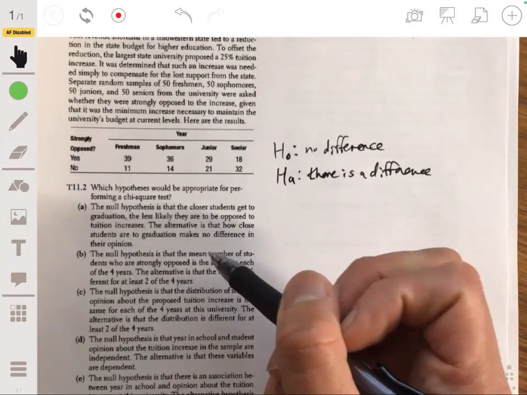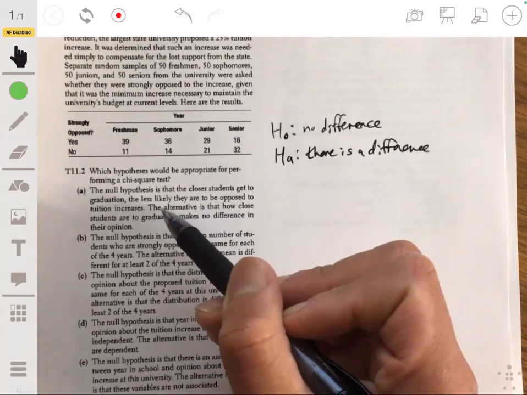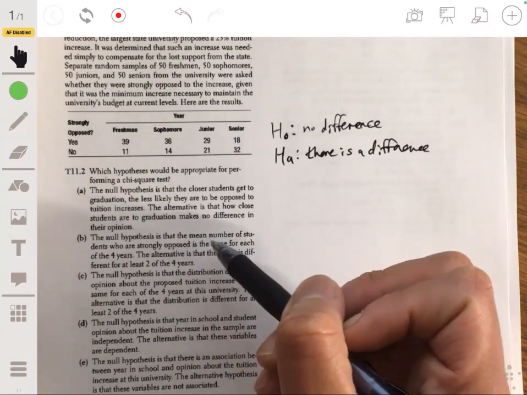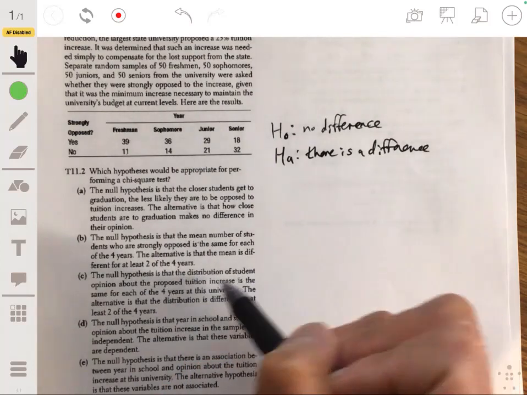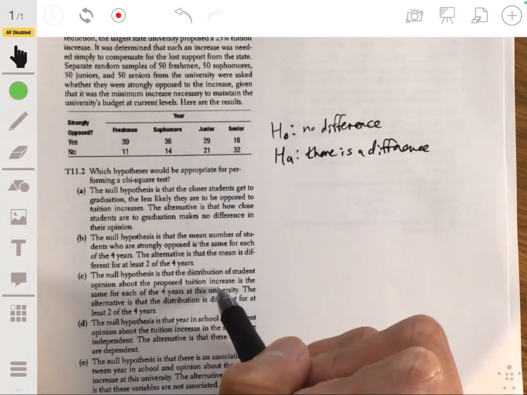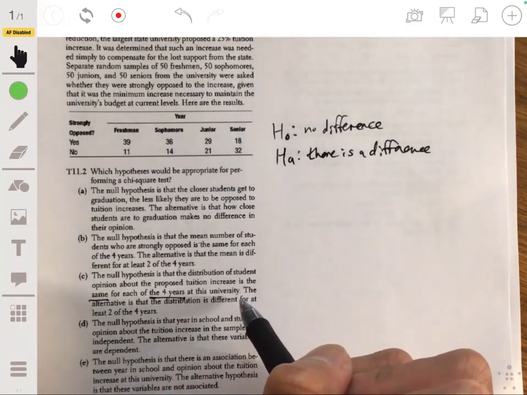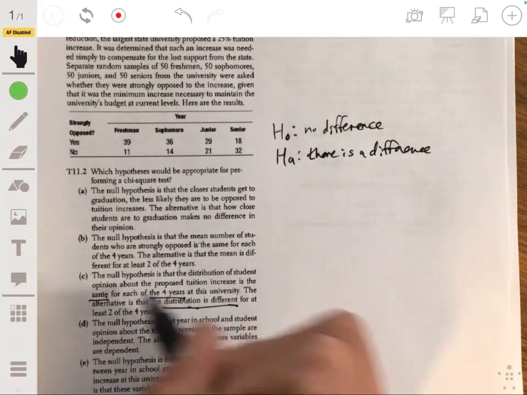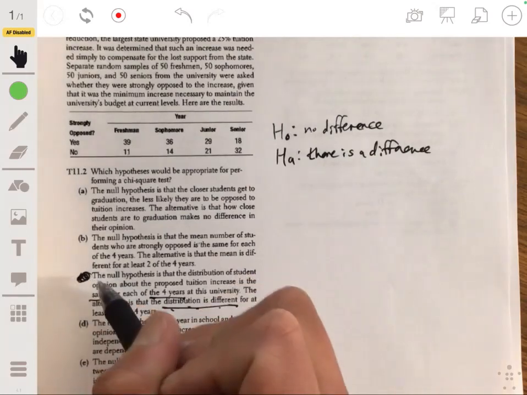So let's look at which one would make sense. The null hypothesis: closer students could agree. Nope, we don't care about that. The null hypothesis, the mean number. No, we're not looking at mean number. The null hypothesis is that the distribution of student opinions for the proposed tuition increase is the same for each of the 4 years at the university. The alternative is that the distribution is different. Those are the keywords: the distribution is different and the distribution is the same. So your answer is going to be C.